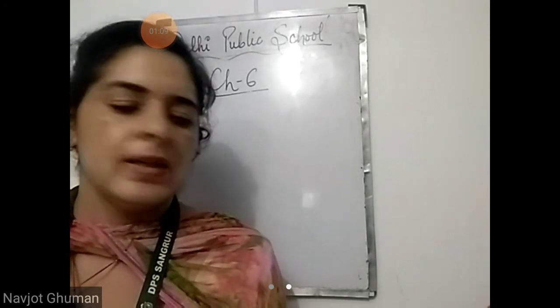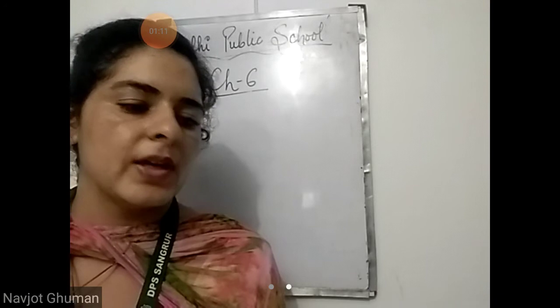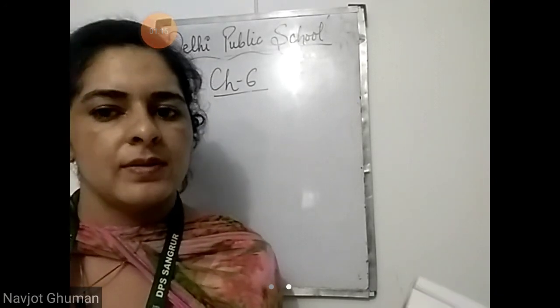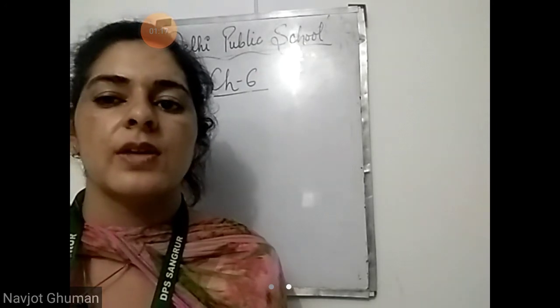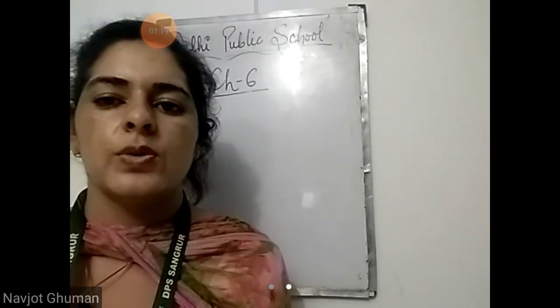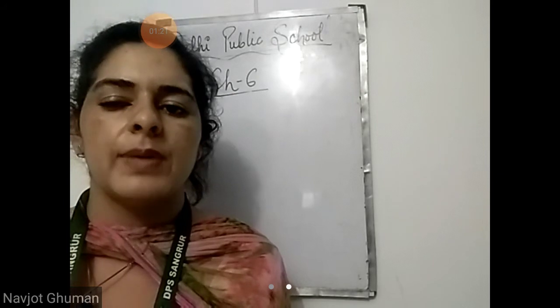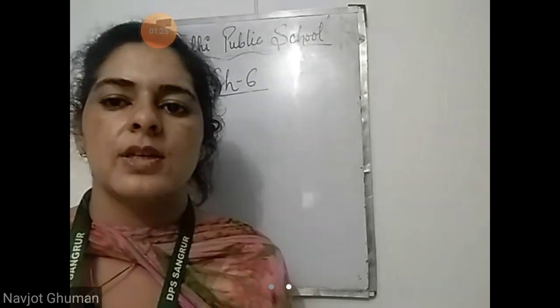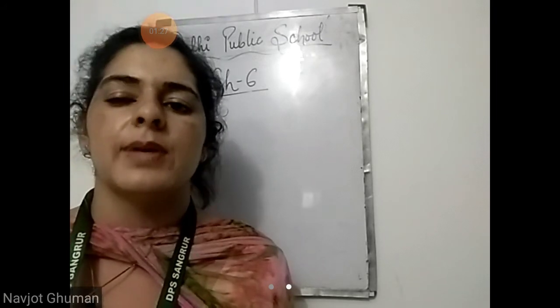Question number 3. How do plants get their food? Plants get their food by their own. They make their own food. They do not need to go from one place to another in search of food. They are called the food factories. They are the producers of food. वो खुद ही अपना खाना बनाते हैं.